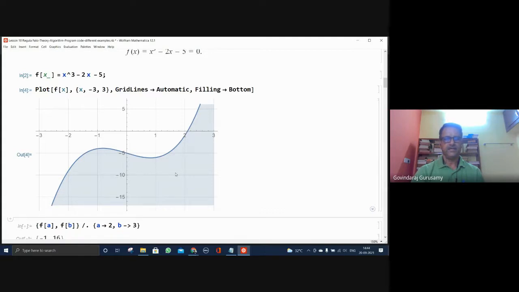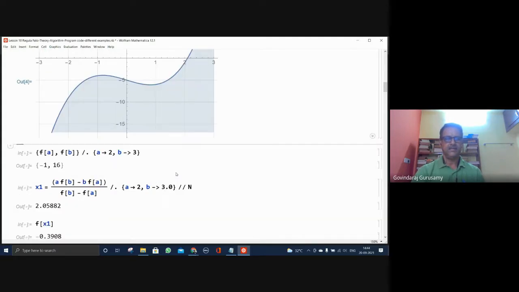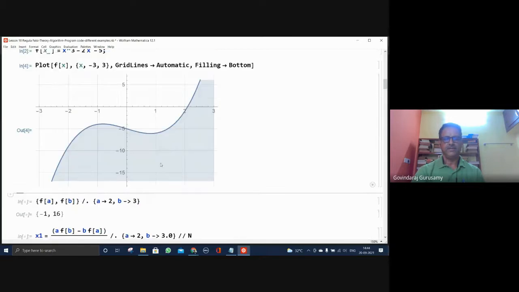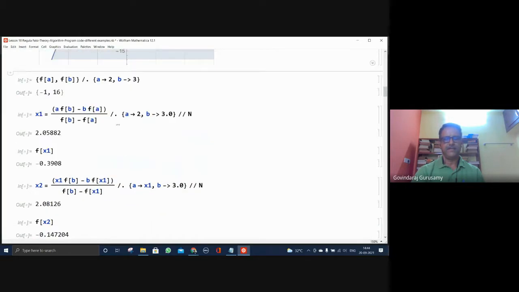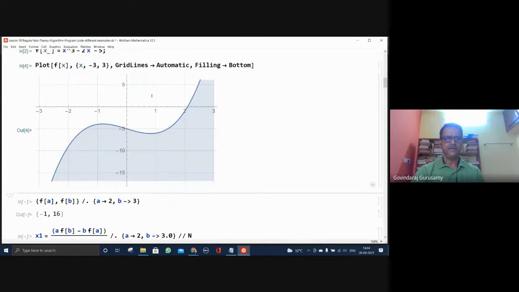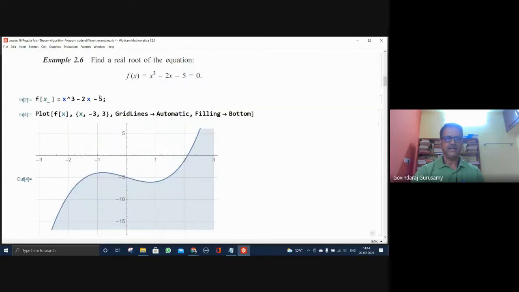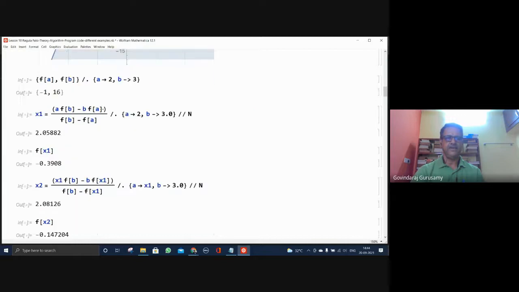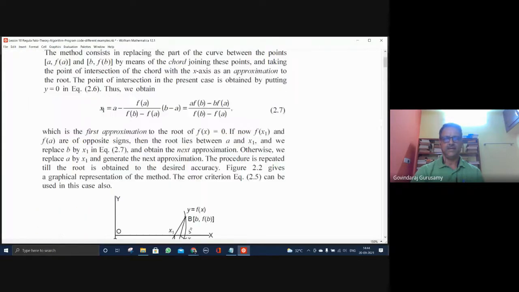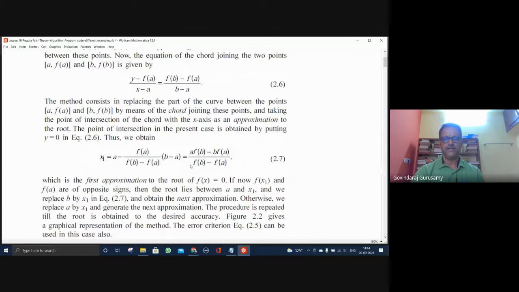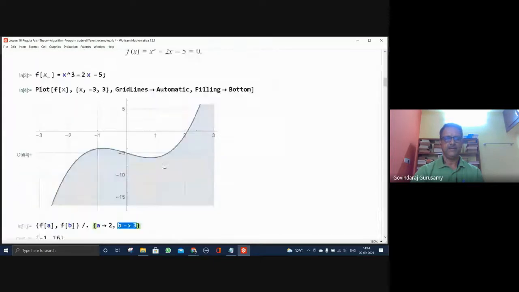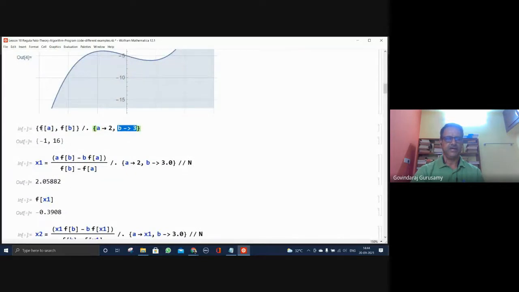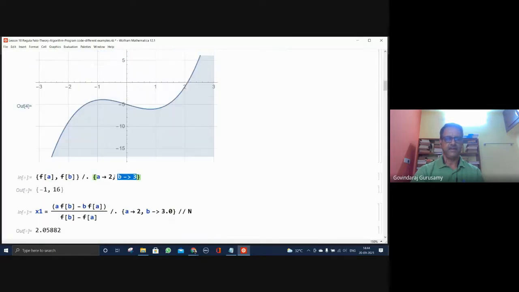So now you can start by selecting the points between 2 and 3. I'm selecting the points between 2 and 3. F of x is already defined here. I'm going to find out what f of a and f of b are, taking a equal to 2, b equal to 3. That is your equation here. Substitute a and b, and I'm able to get these values of f of a and f of b.